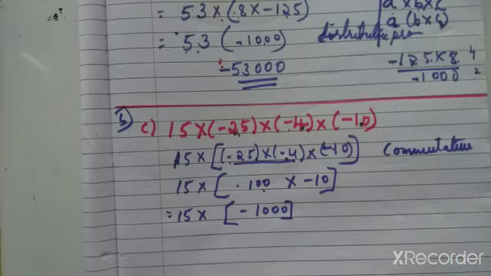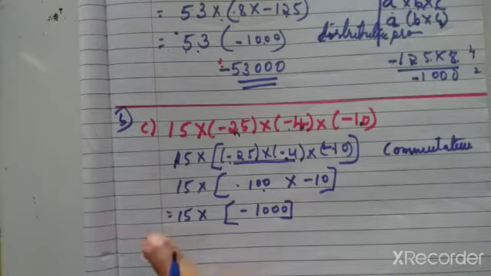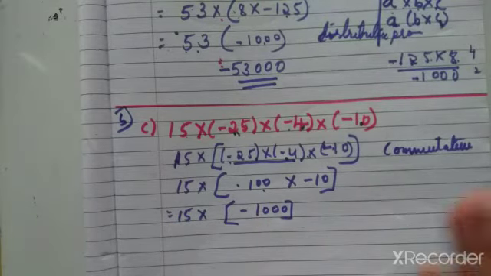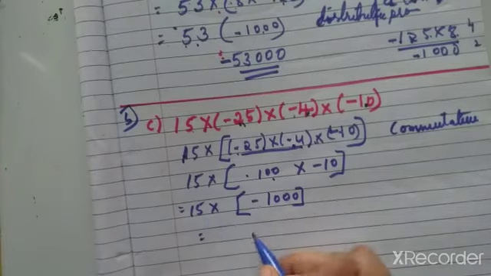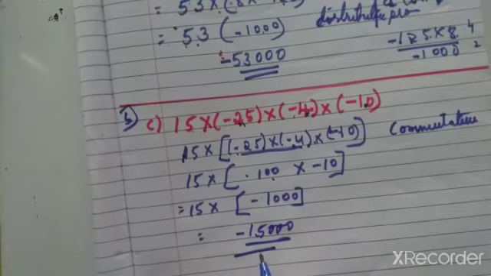In some questions we can use any two properties. We can try with the associative property or we can try with the commutative property. So here 15 into 1000 means we can get 1000 into 15 also. If we reverse, we get the same answer. So this is the commutative property. 15 into 1000 is 15,000. Plus into minus is minus. The answer is minus 15,000.